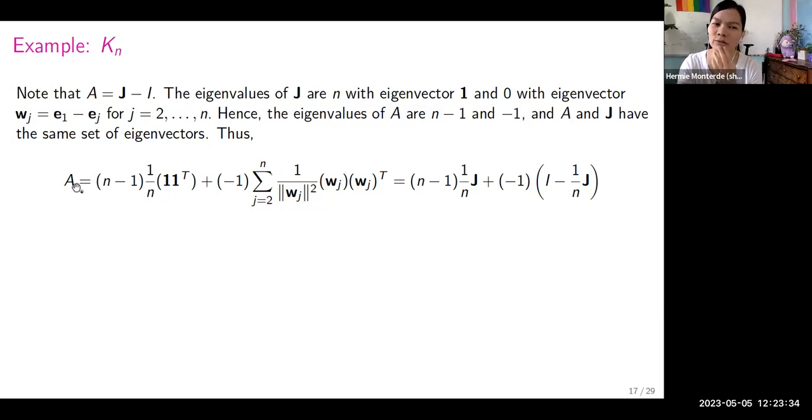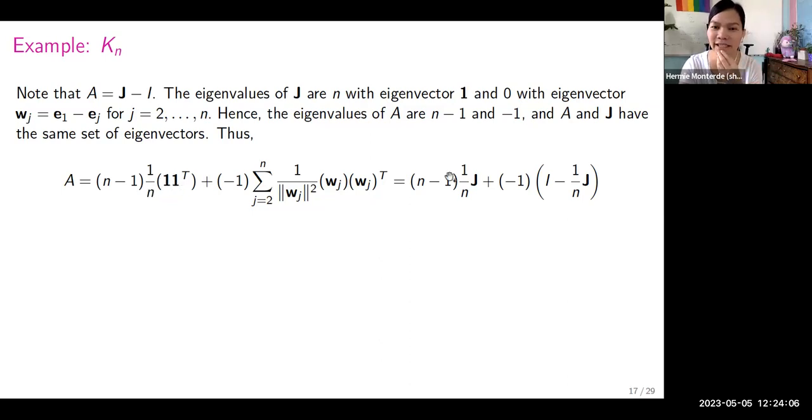So how do we get the spectral decomposition? We get n minus 1 times the normalized all ones vector, and taking the outer product, we get this one. Similarly here, plus negative 1 times the sum of all of these outer products. Now, you don't need to know that because this is just what we need to know. What's the outer product of the all ones vector with itself? Isn't that just the all ones matrix, right?